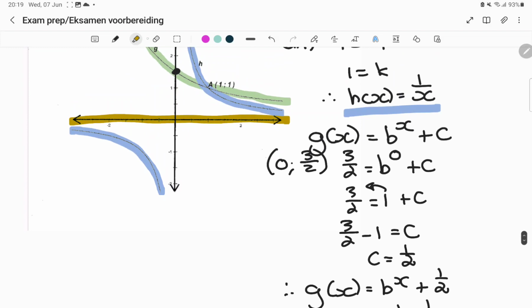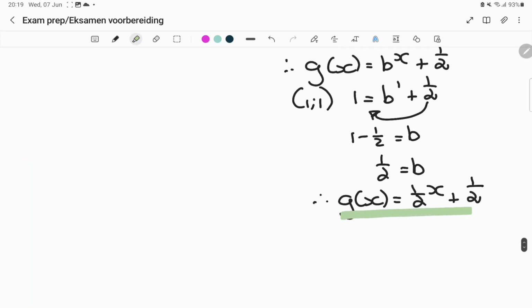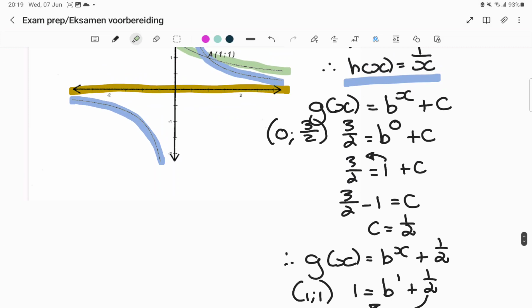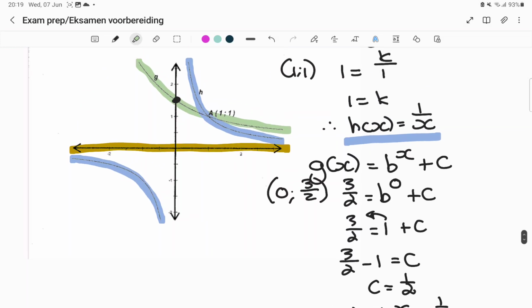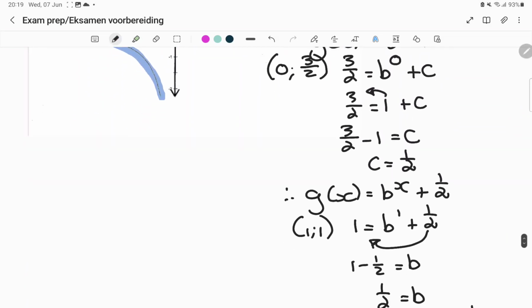Alright, so that is the formula of my exponential function. With a question like this, they will definitely ask you to calculate the formula from a given sketch. So the first thing you always check for: did they give me a y-intercept, did they give me a random point, or did they give me the asymptotes? Now let's continue. So that was question A.